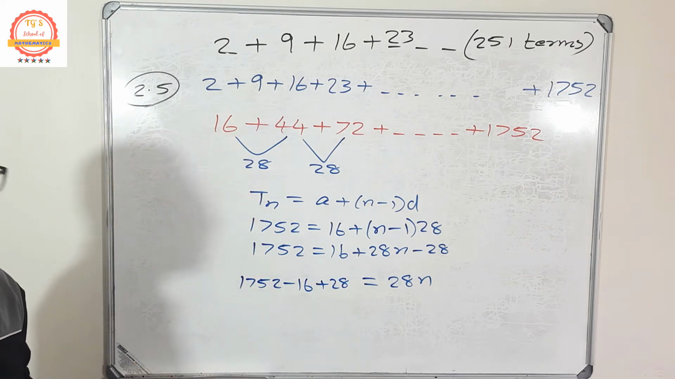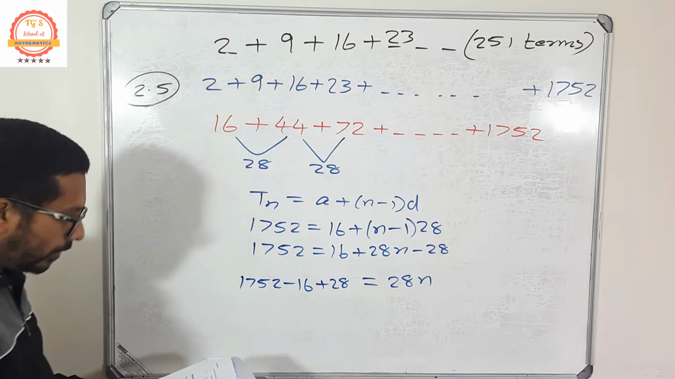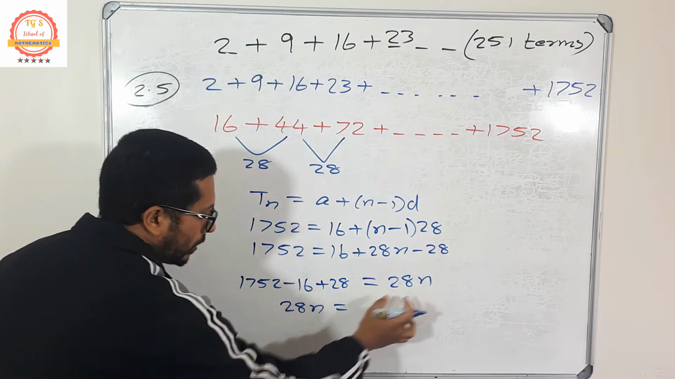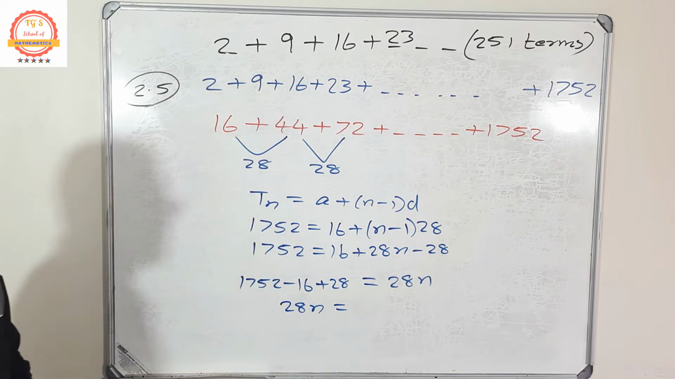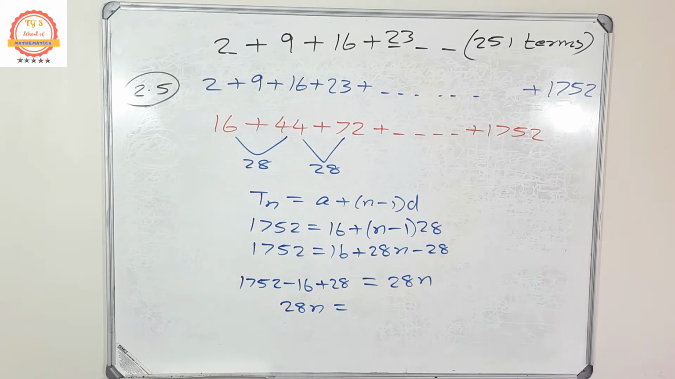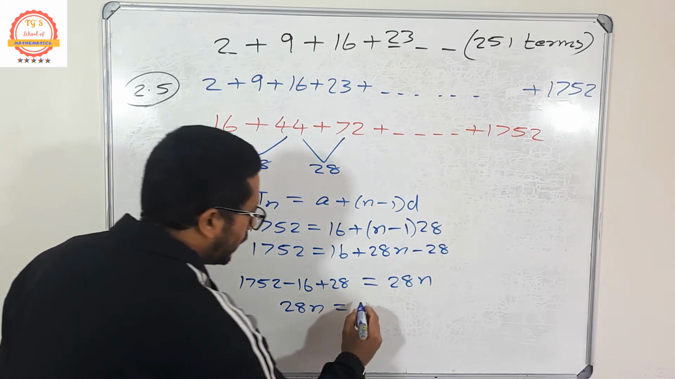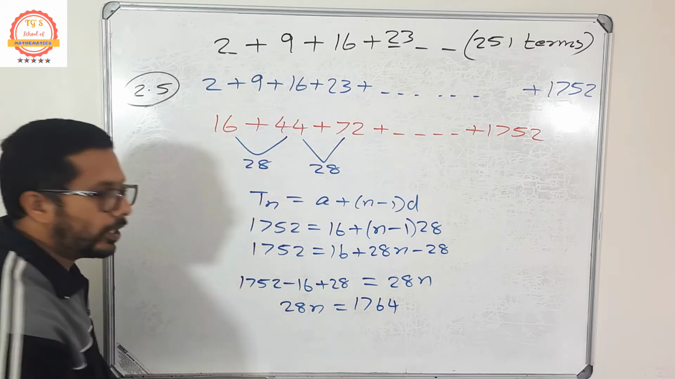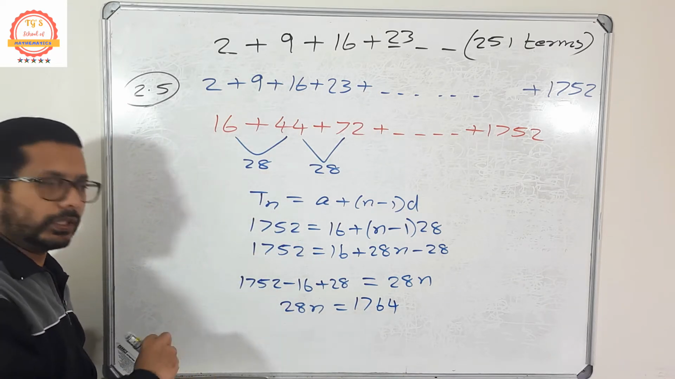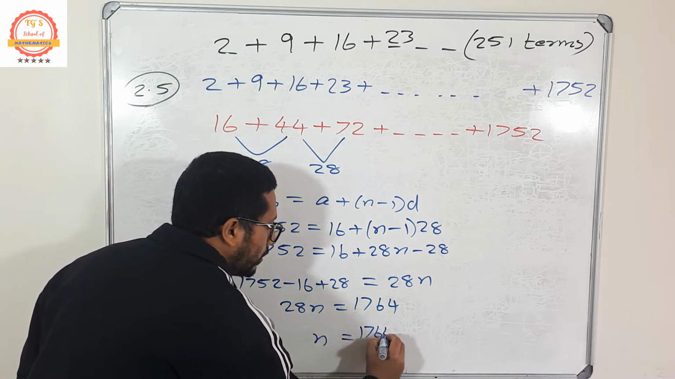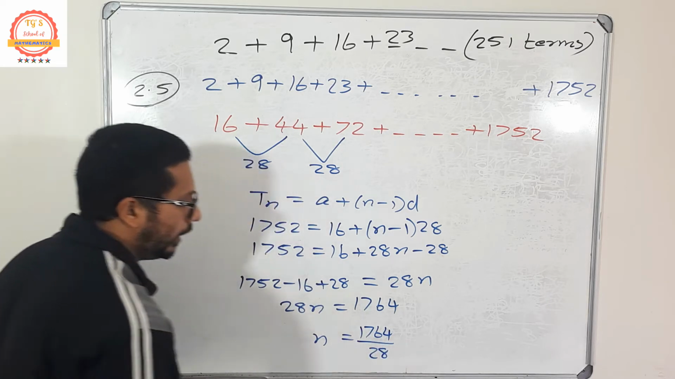Check in your calculator what the answer is. So 28n, I wrote this one first, 28n is equal to... you can check in your calculator. Okay, so the answer in the calculator is 1764. So from here, how can you find the value of n? You divide both sides by 28. So n is equal to 1764 divided by 28. What is the answer?